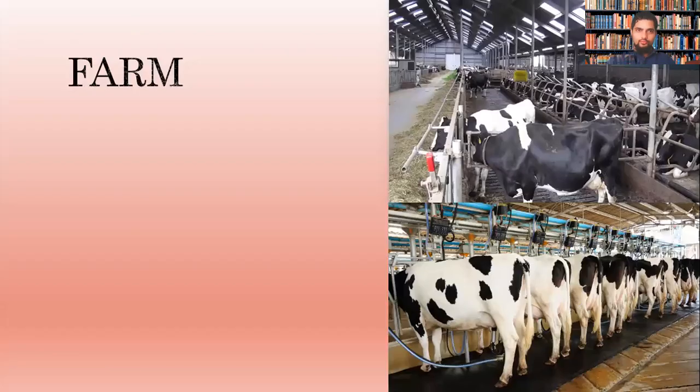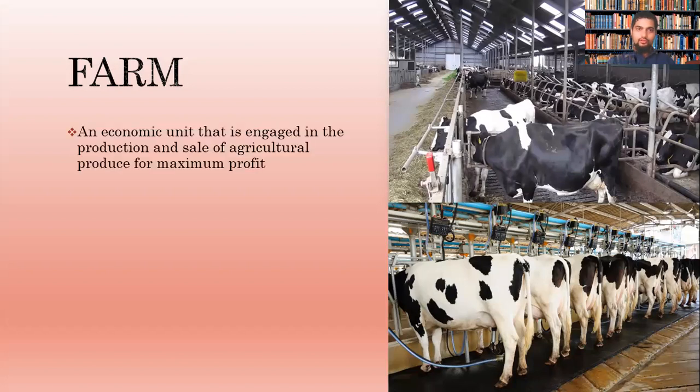And before we even go further, what you need to understand is the definition of the word farm. So the farm is considered as an economic unit. When you hear the word economic, it has to do with making profit or doing a business in order to make a profit. So an explanation is given here. It is an economic unit that is engaged in the production and sale of agricultural produce for maximum profit. And obviously, if you're going to have a farm and you're going to grow crops or rear stock, you're going to do it to make the most amount of profit.